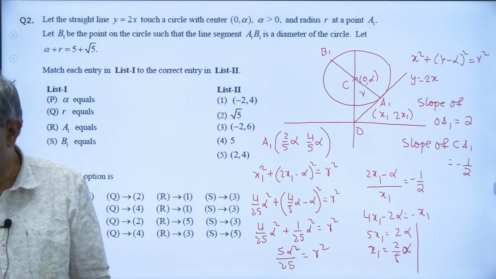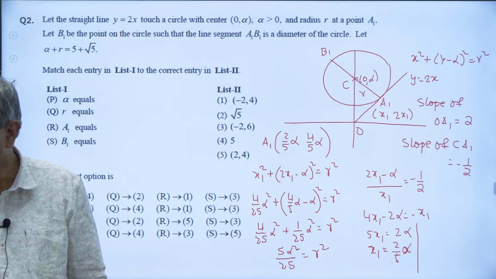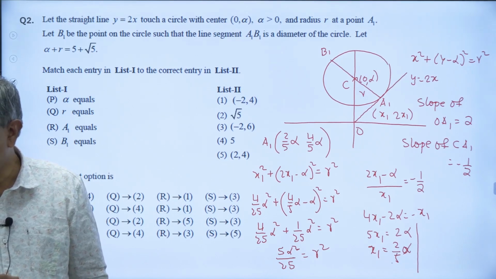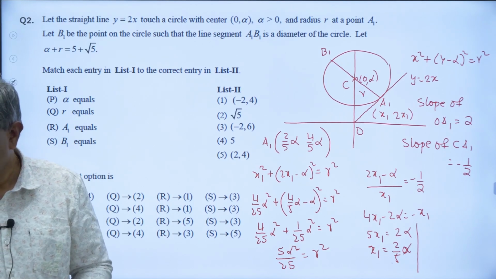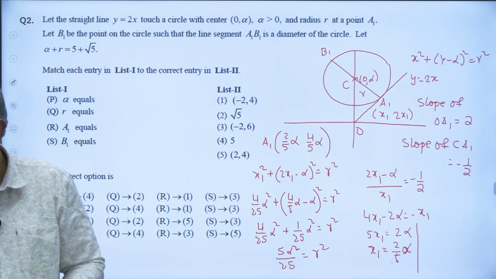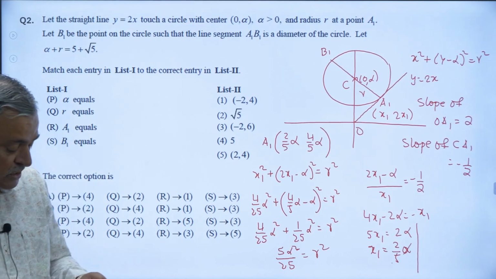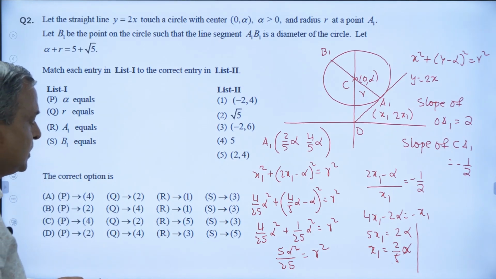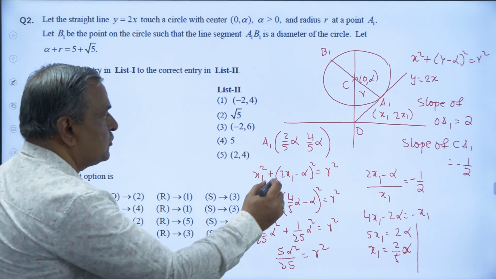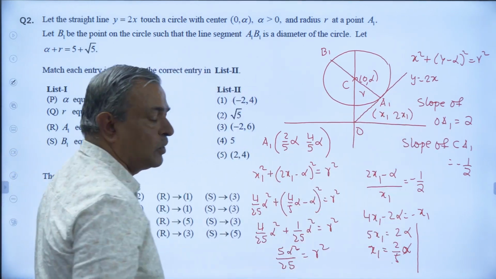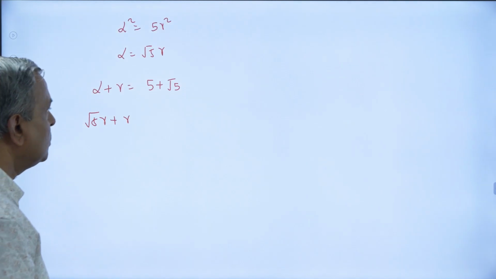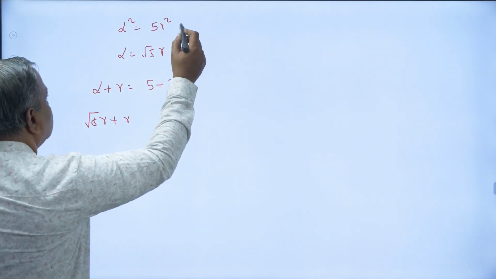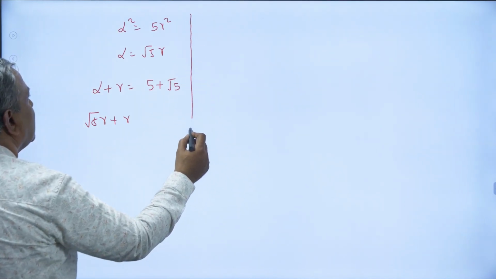Okay, so once we got the information that alpha is equal to root 5r, now one more piece of information we know is the length of a tangent. So what is OA1? OA1 is the length of a tangent. We got it. So this information is correct only.